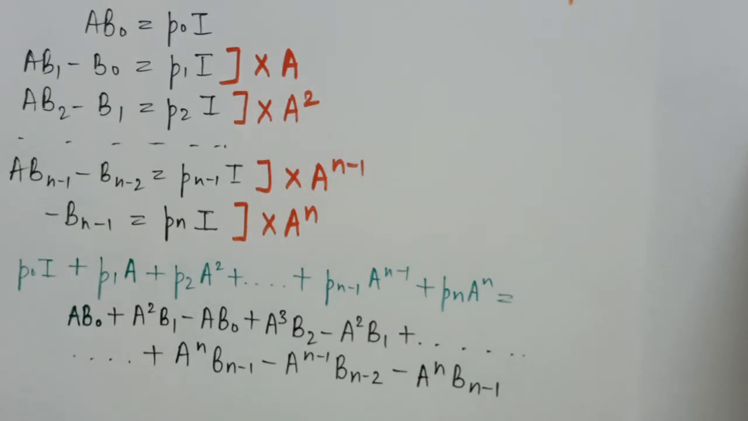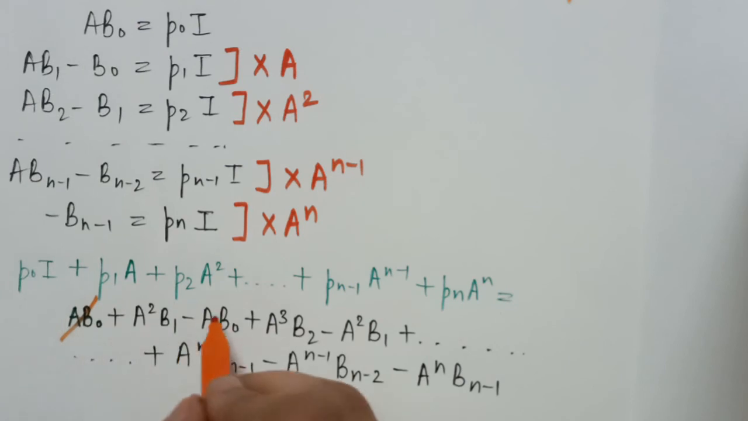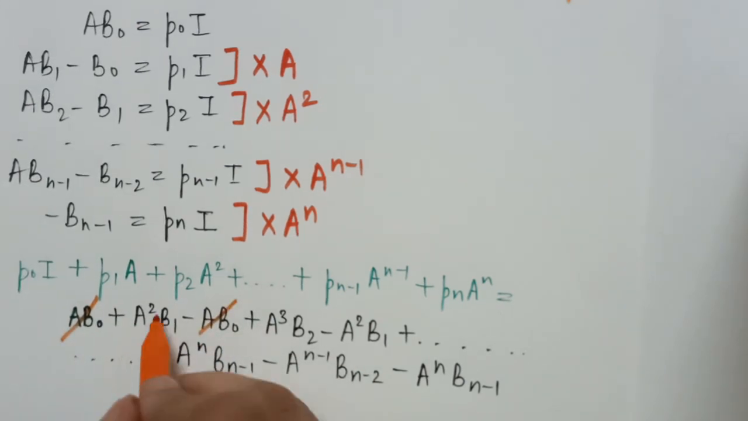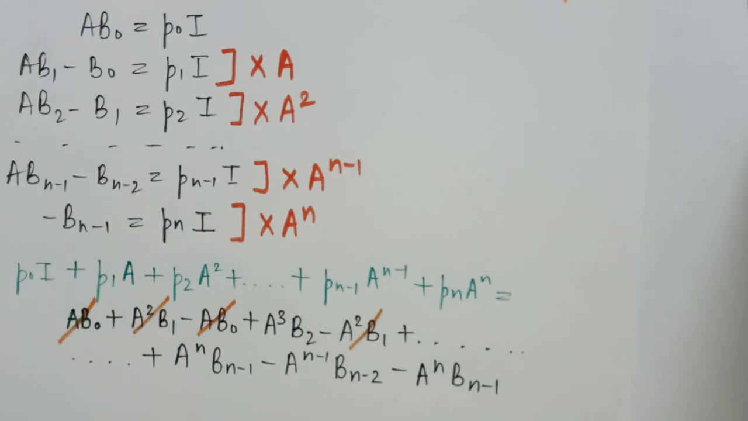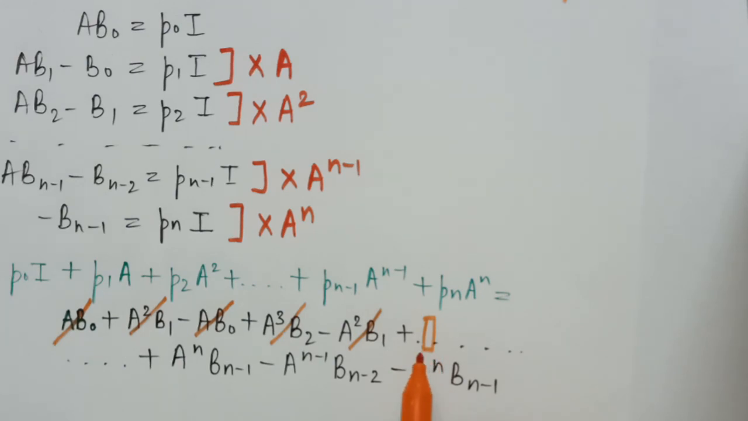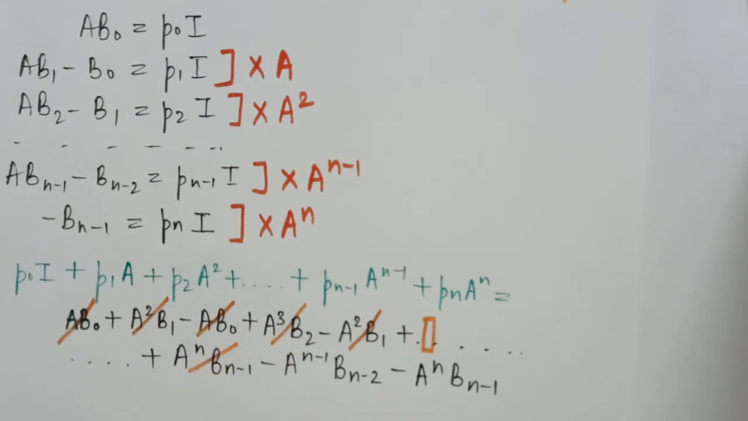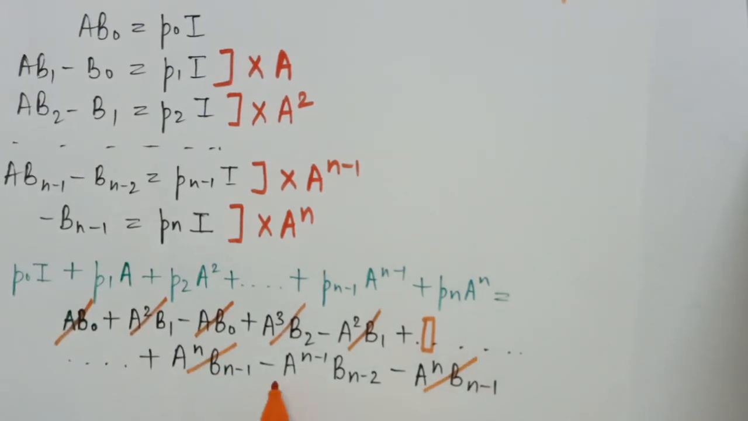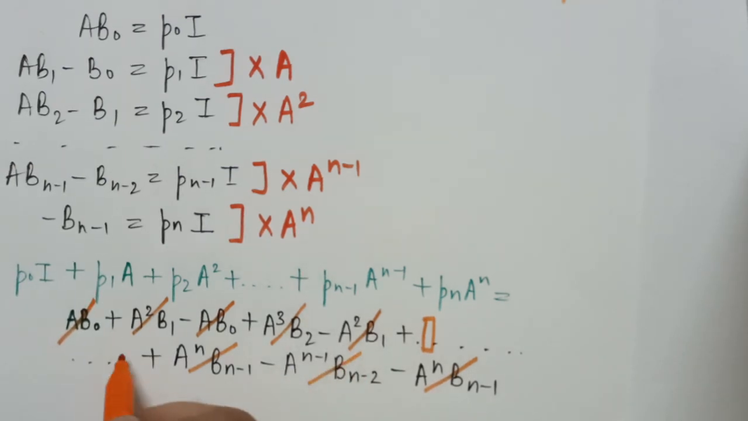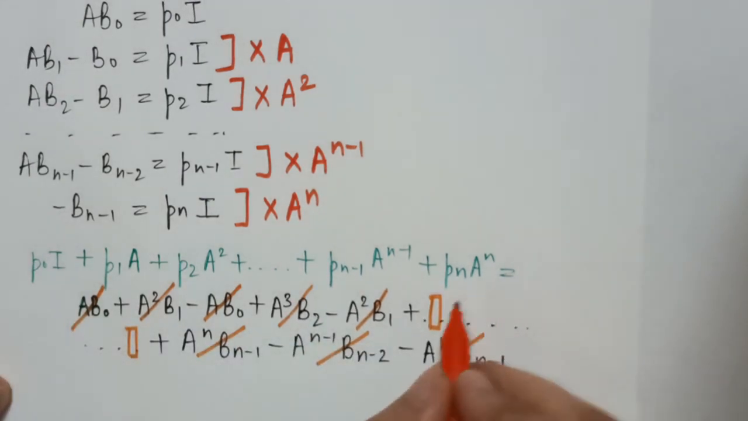And now if you can just concentrate on this, you can see that here's AB0 and here's minus AB0. So these cancel out. A square B1 minus A square B1 cancel out, and this A cube B2 will also cancel out with a minus A cube B2, which will be present here, and this A^n B_{n-1} cancels out with minus A^n B_{n-1}, and this minus A^{n-1} B_{n-2} will cancel out with an A^{n-1} B_{n-2}, which will be present here. Now we have finally got what was needed. This equation equal to 0.